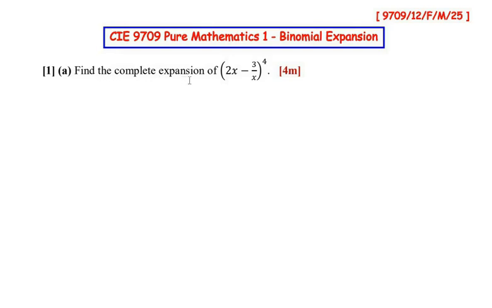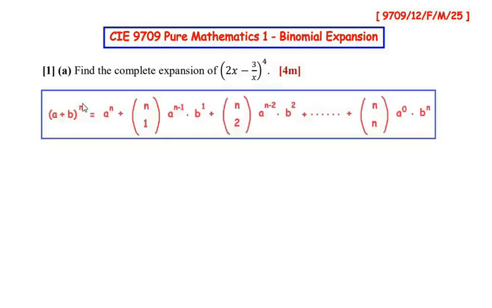Find the complete expansion of 2x minus 3 over x, the whole term raised to the power of 4. Now for this expansion, we are going to use a formula. (a + b) to the power of n is equal to a raised to n plus nC1 a to the power of n minus 1 times b to the power of 1 plus nC2 a to the power of n minus 2 times b square plus it goes on till you reach nCn and a to the power of 0 times b to the power of n.